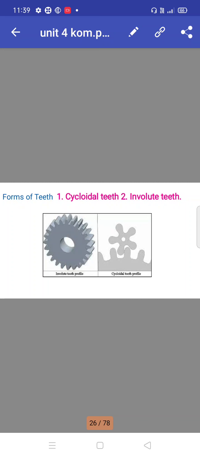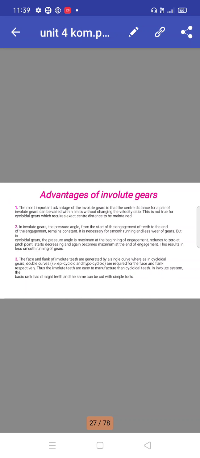So this is the involute tooth profile, and the next one is the cycloidal tooth profile. So advantages of involute gears. The most important advantage of involute gears is that center distance for a pair of involute gears can be varied within the limits without changing the velocity ratio. This is not true for cycloidal gears, which require exact center distance to be maintained.